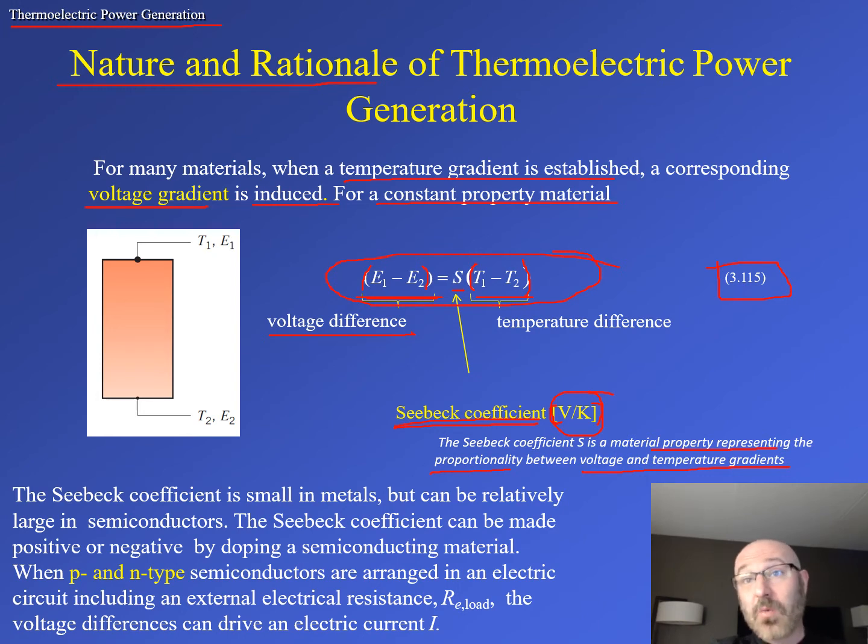A couple things to note with the Seebeck coefficient. It can be small in metals, but relatively large in semiconductors, so it varies with the type of material you're using. It can also be made positive or negative by doping a semiconducting material. When P and N-type semiconductors are arranged in an electric circuit, including an external electrical resistance, R sub E load, the voltage differences can drive an electric current I.